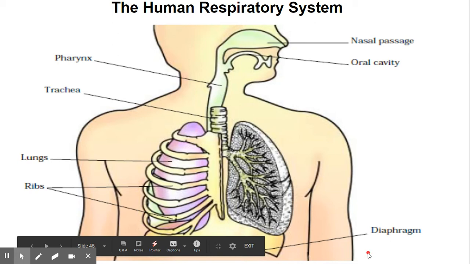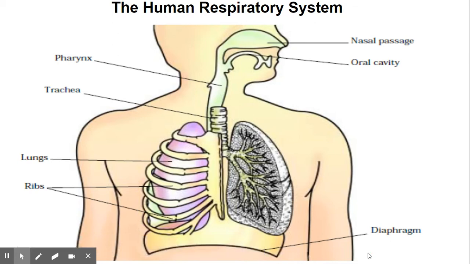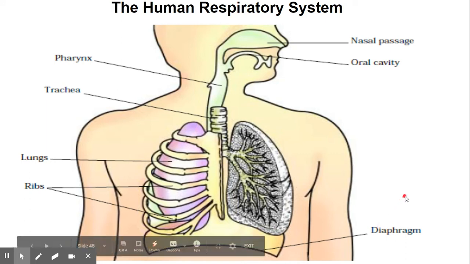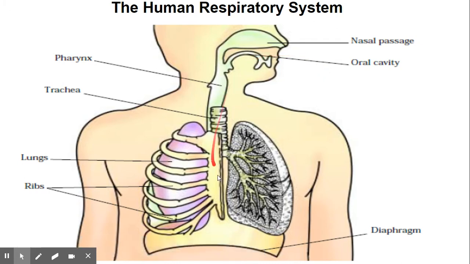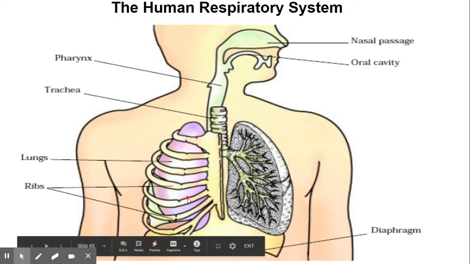Let me explain the passage of air through the human respiratory system with the help of this diagram. Humans inhale and exhale air with the help of their lungs. Their lungs are two sac-like structures that lie in the chest cavity, also called the thoracic cavity. The lungs are protected by the rib cage.